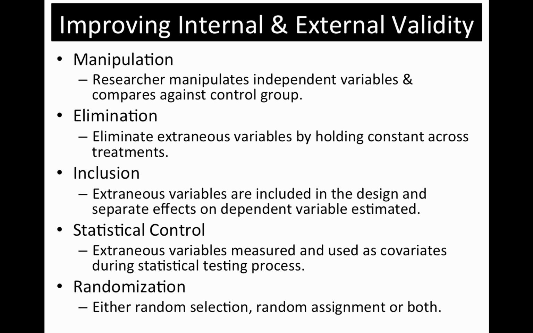In manipulation, the researcher manipulates the independent variables in one or more levels and compares the effects of these treatments against a control group where subjects do not receive the treatment. This type of control is achieved in experimental or quasi-experimental designs, but not in non-experimental designs such as surveys. In the elimination technique, we eliminate extraneous variables by holding them constant across treatments. For example, by restricting a study to a single gender or a single socioeconomic status.